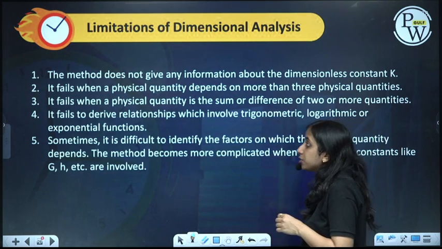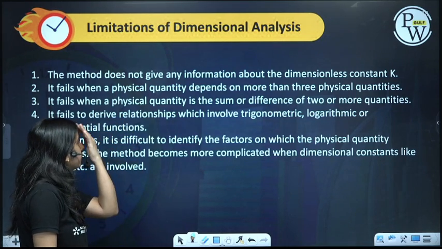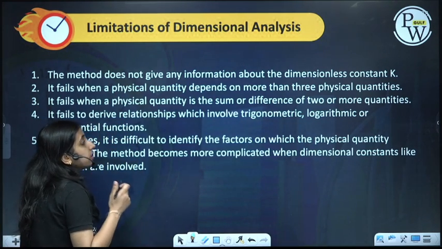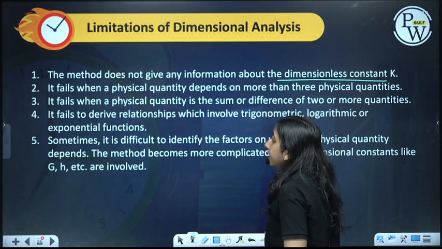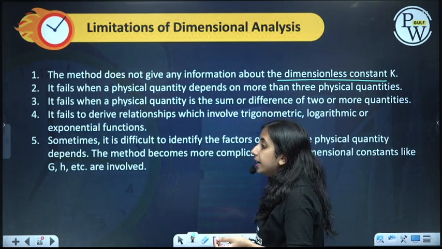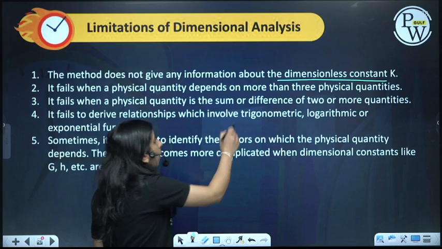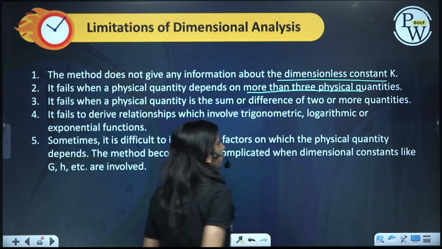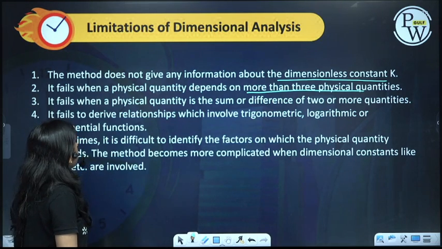Let's move to the limitations of dimensional analysis. There are limitations of this method. What are the limitations? This method doesn't give any information about the dimensionless constant k. We don't know the value of k using this method. It fails when the physical quantity depends upon more than 3 quantities.